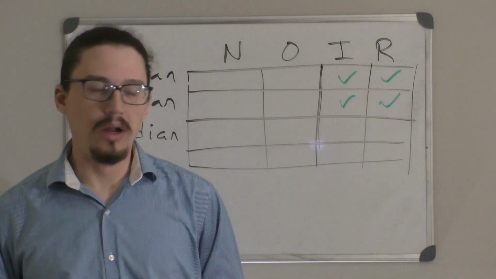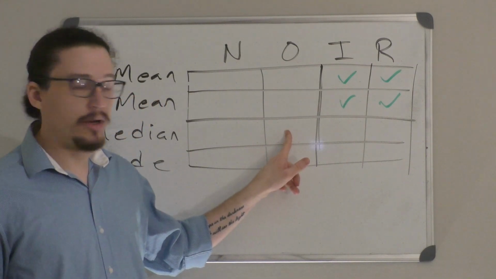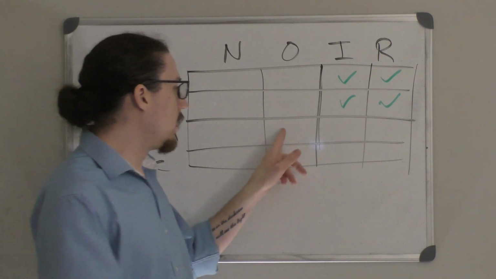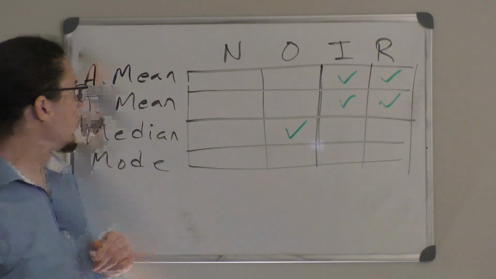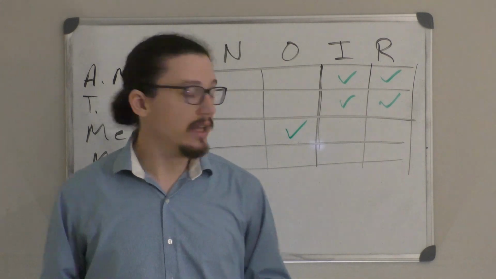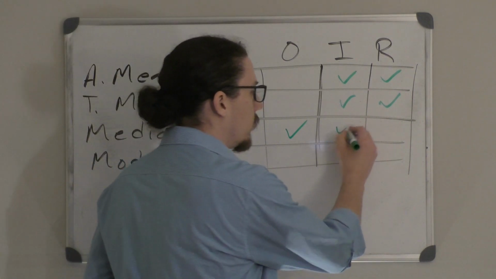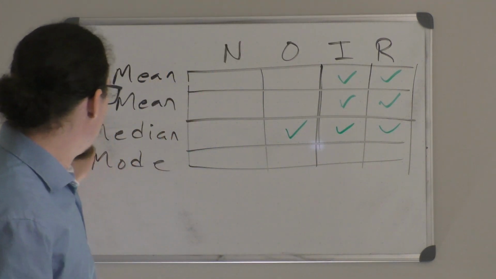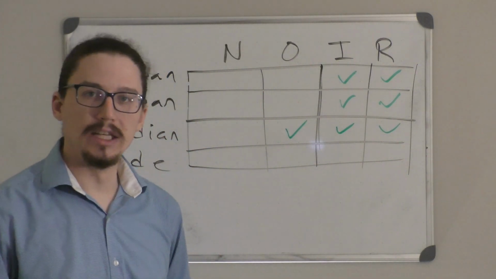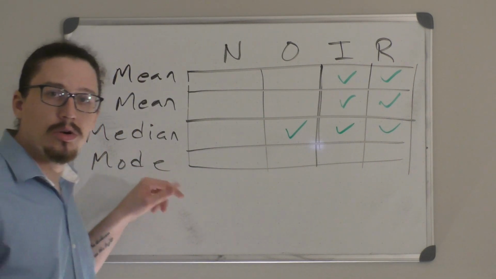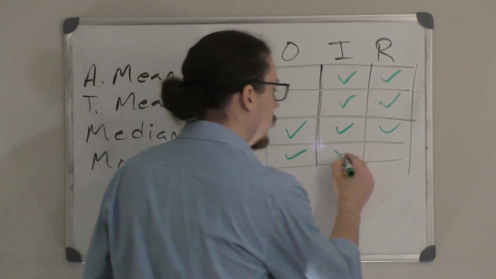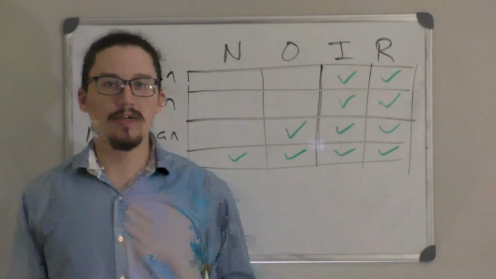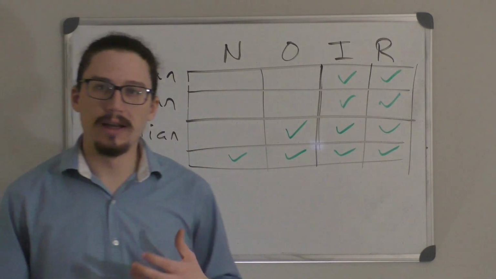If we're dealing with the median, we have to find the midpoint of an ordered array. So we can't use nominal data because we can't put it into order. However, we can put it into order if we have ordinal data. That's really the only thing that we need to be able to find the median. And of course, if we have interval or ratio level data, we can still find the median, because we can still put that data into order.